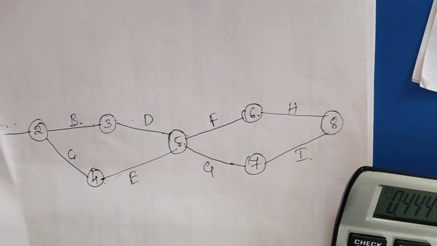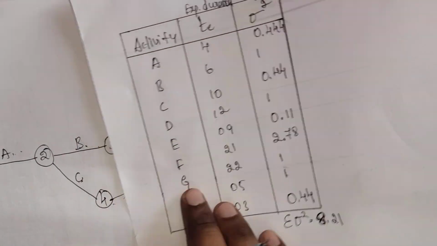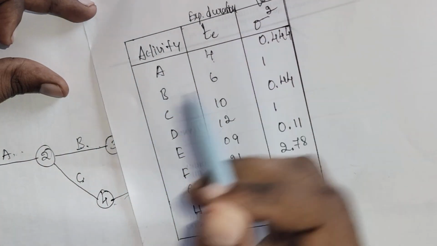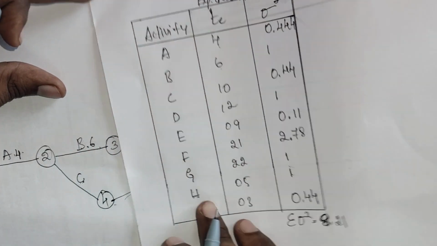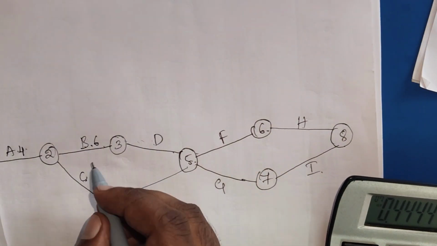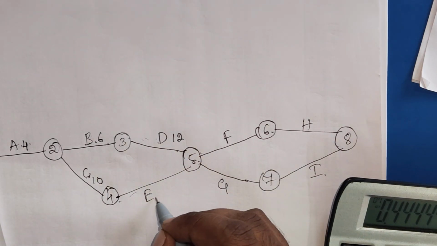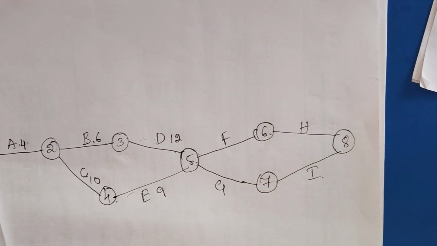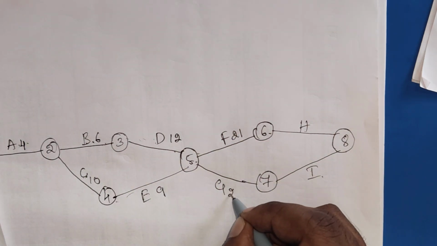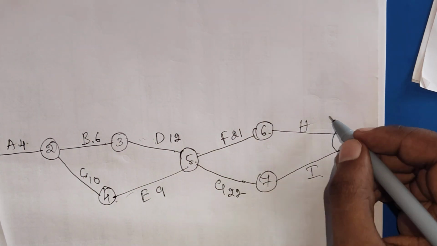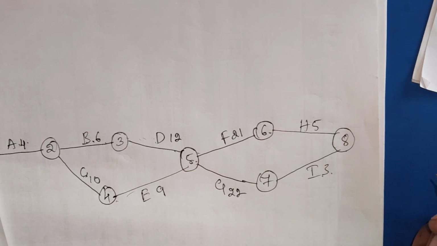Okay, now just apply this duration. For A, expected duration is 4, and the next B is 6, and then C is 10, and then D 12, E 9, and then F 21, and then G 22, and then H 5, and then I 3.